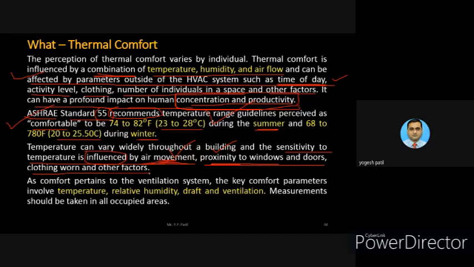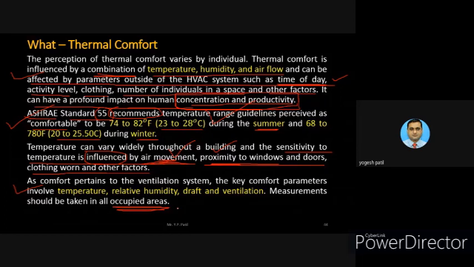As comfort pertains to the ventilation system, the key comfort parameters are temperature related. Now it is very clear what parameters we are required to measure under comfort. That is the thermal component: temperature, relative humidity, draft, and ventilation. Measurement should be taken in all occupied areas. So the complexity of implementing building automation is very high. You can imagine the complexity of parameters and their areas, and the various considerations.